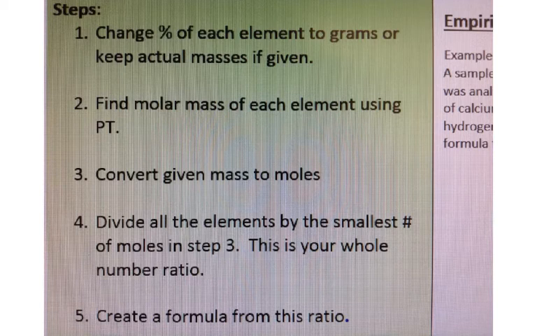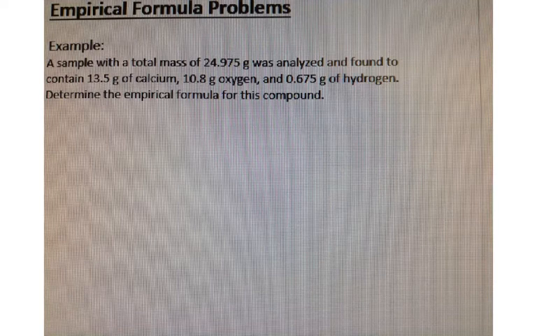Once again, the reason why we do this is because the machines that chemists often use give their information out in percentages. They can analyze it based off of percentages. And from there, we can calculate the corresponding chemical formula. All right, so you're going to follow those steps. When you read this, it says a sample with a total mass of 24.975 grams was analyzed to have 13.5 grams of calcium, 10.8 grams of oxygen, and 0.675 grams of hydrogen. So determine the empirical formula.